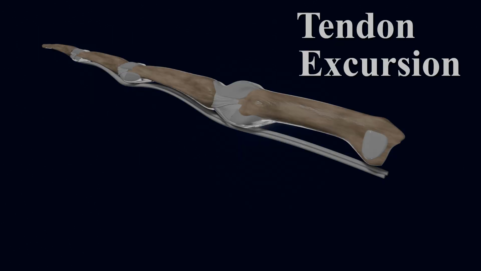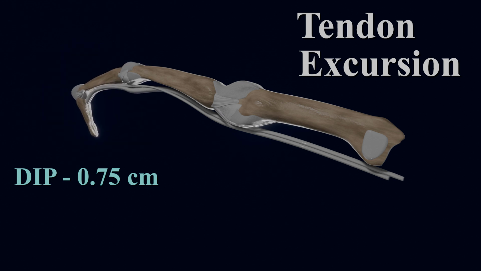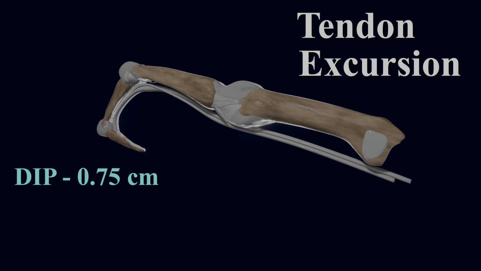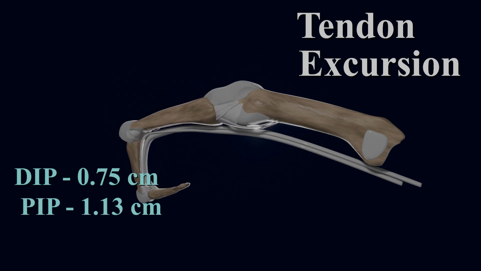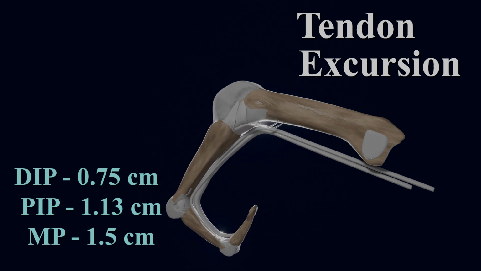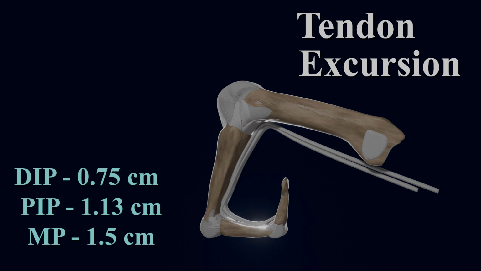The amount of tendon excursion necessary for a given amount of joint rotation can be calculated from the numbers we have at hand. 90 degrees rotation requires approximately 1.5 times the joint moment arm in excursion. 90 degrees at the distal interphalangeal joint requires 0.75 centimeters excursion. 90 degrees at the proximal interphalangeal joint requires 1.13 centimeters excursion. 90 degrees at the metacarpal phalangeal joint requires 1.5 centimeters excursion.